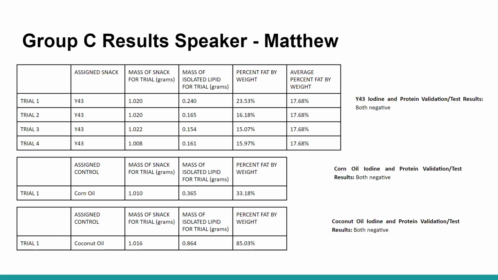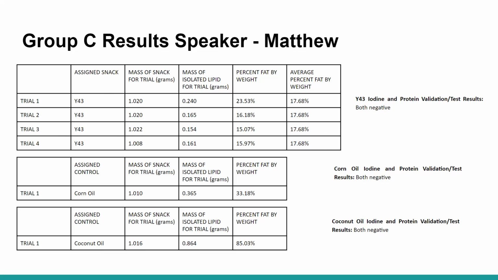And next up, we have our results for Group C. For the 4 trials, we found that our average percent fat by weight was 17.68%. And the iodine and protein validation tests proved that there wasn't any starch or protein. For our control group, we found that our percent fat by weight was 85.03%, and both tests were negative too, showing we didn't have starch or protein.